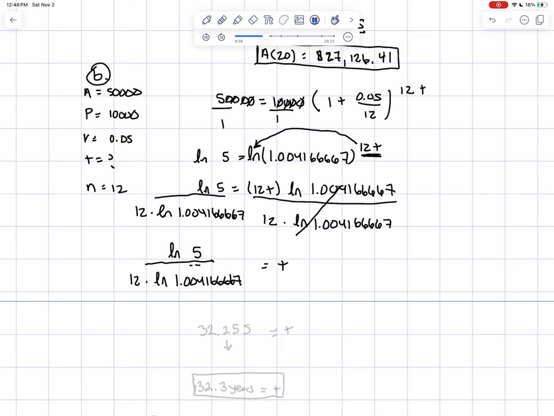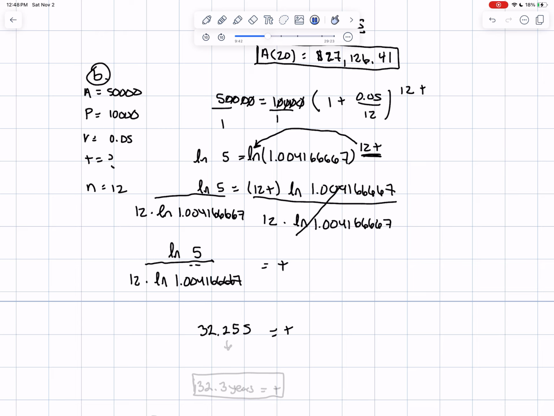So now we can just simplify. So in my calculator, I'm going to put these values in. So ln of 5, we're just going to do the ln. And then 12 times the ln of 1.0041666667. I get 32.255.